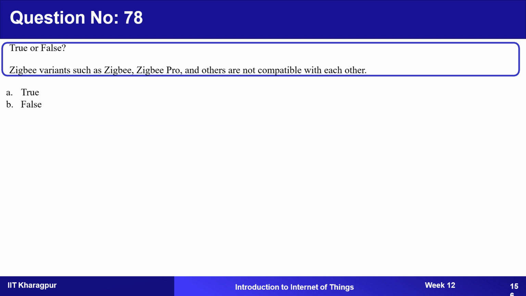Next question, true or false? ZigBee variants such as ZigBee, ZigBee Pro, and others are not compatible with each other. Options are true and false. A, true. Okay. Yeah, this statement is true.